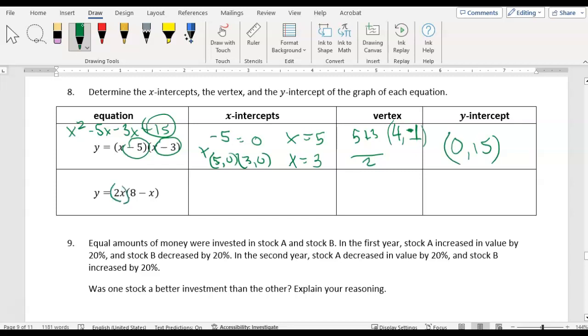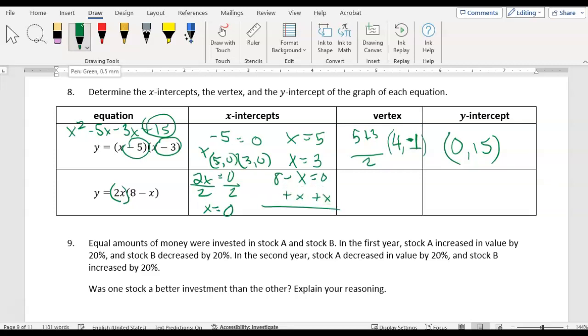Here, this is a factor, and then the second one is a factor. So I have 2x equals 0, and 8 minus x equals 0. If I divide both sides by 2, x equals 0. Now here, you might be a little tripped up because of this negative x. We can add x to both sides to make it positive, and we'll get x equals 8. And you can test that out. If you plug in 8 minus 8 equals 0, that is true, so we know that works. So we have 0, 0, and 8, 0.